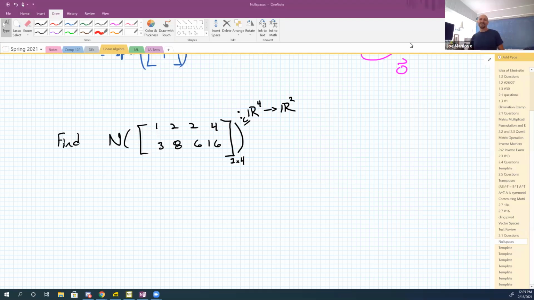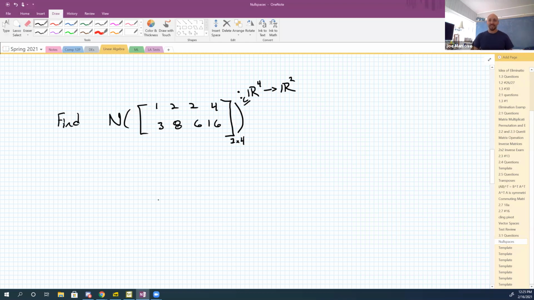Thank you, Zach. All right, so let's see if we can find the null space of this weird 2x4 thing. This 2x4 thing maps R4 to R2, and we know that the null space is going to be a subset of R4. So I am dead certain that I am looking for some four-dimensional vectors. You guys good with that?